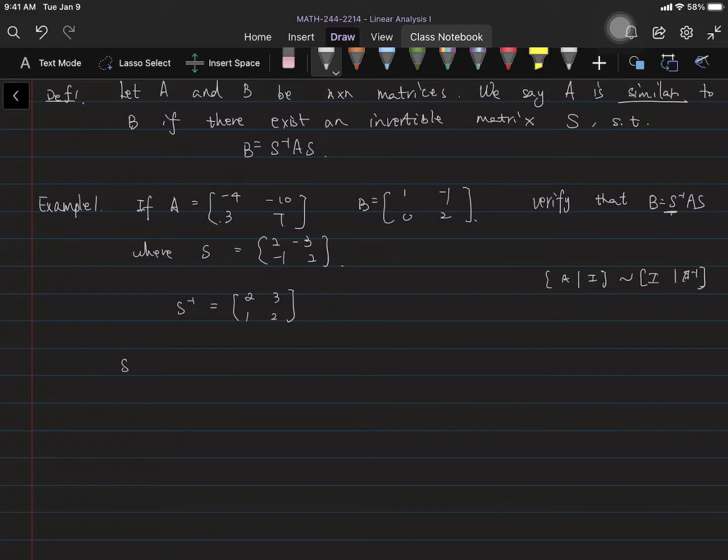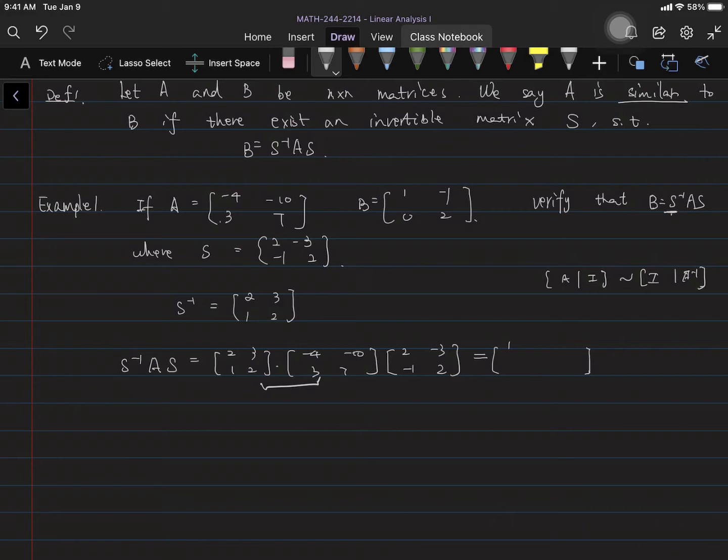And next, we do S inverse AS, we do the product. So that means S inverse times A times S, 2, 9, 3, 9, 1, 2. And after we perform the product, let's see. The first number should be negative 8 plus 9, so it should be 1. Just do some product.